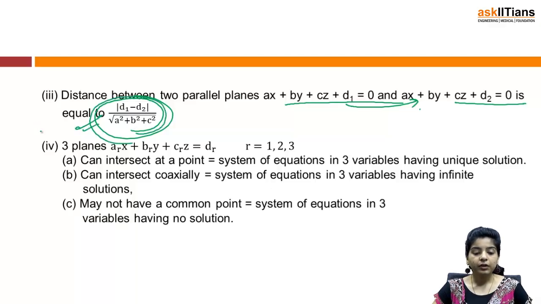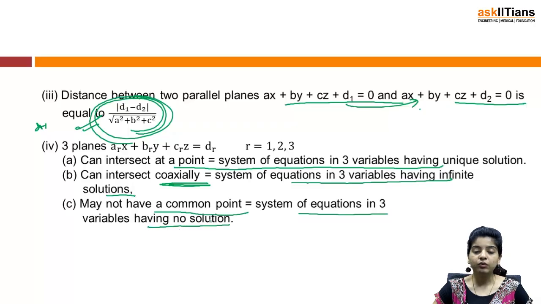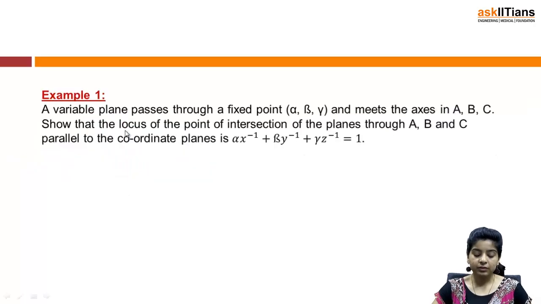So this is important. Then three planes arx plus bry plus crz equal to dr, where r is 1, 2, 3, can intersect at a point if the system of equations in three variables has a unique solution. Coaxial intersection means the system of equations in three variables will have infinite solutions and may not have a common point. Or the system of equations in three variables may have no solution. Once we discuss the examples, you will be able to understand it.